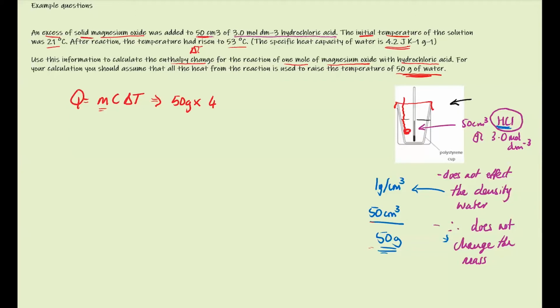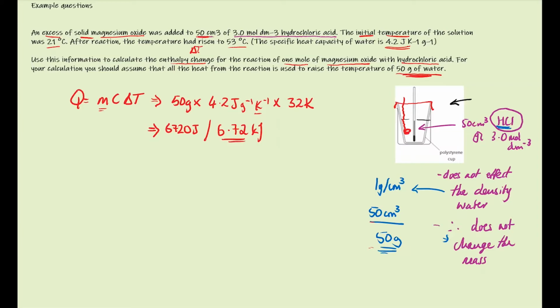And my specific heat capacity as given above, 4.2 joules per gram per Kelvin. My temperature change here is 32 degrees Celsius because it's going from 21 to 53 degrees Celsius, but I'm going to add in Kelvin. The temperature change in Kelvin and degrees Celsius will always be the same. That gives me a value of 6,720 joules. You have a choice here. You could convert that to kilojoules here, or you could just do it later, but probably advisable to be in the habit of converting to kilojoules to begin with.